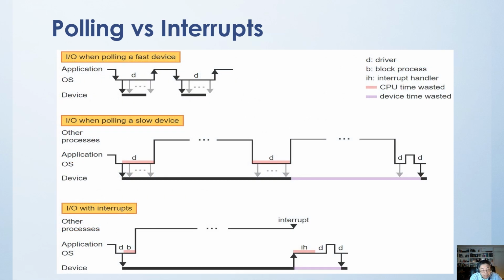Okay, so now let's compare polling and interrupts. We're going to compare these with 3 different scenarios. Now here's the first scenario. I/O when polling a fast device. Okay, now here's the application, and here's the operating system, and here's the device. Okay, an application program issues an I/O instruction to the OS.